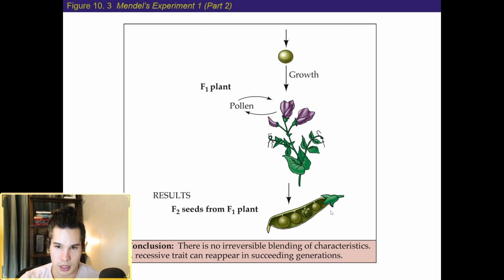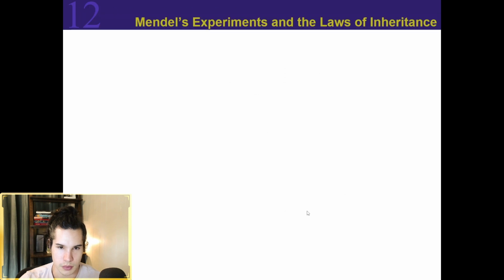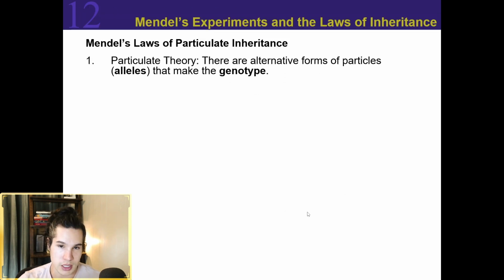And so when he cross-pollinated them, it wasn't until the F2 generation that you had a chance of even getting a homozygous recessive plant, which is the wrinkled seed. Homo meaning same, so homozygous meaning the same.